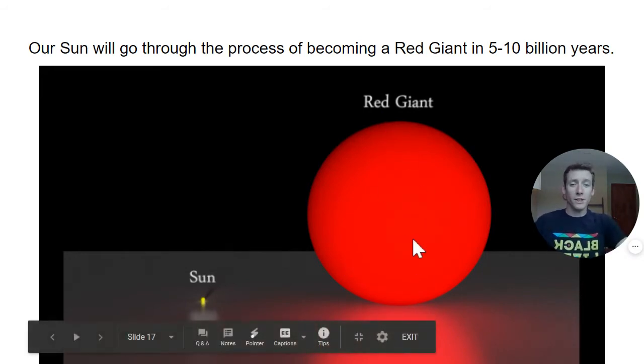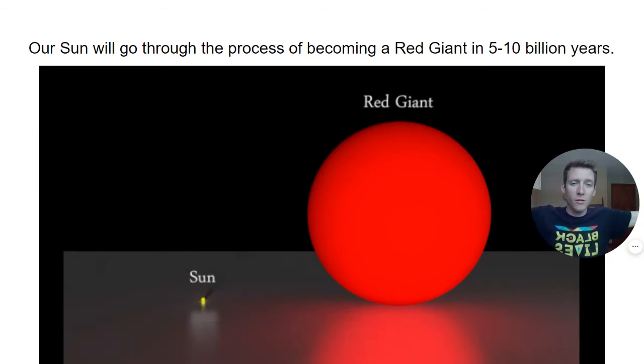So when that helium nuclear fusion reaction occurs, there's way more force coming out from the core, and that pushes the boundaries of the star way out, which is why it gets so big and so much brighter in the sky.